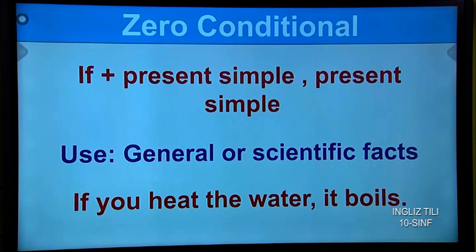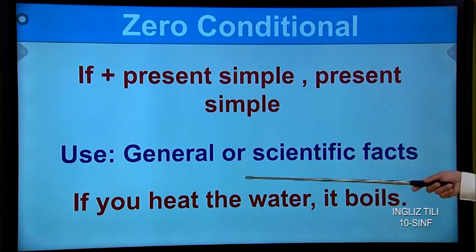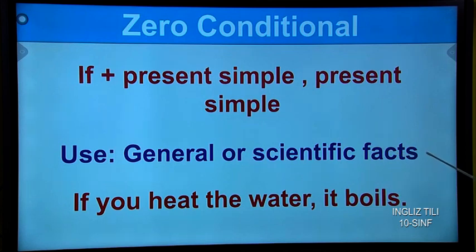Zero conditional. Zero conditional is a very easy conditional because it has a very simple structure. If plus present simple, it means the situation part. We have to use present simple and the result also in present simple. When do we use it? With general or scientific facts.